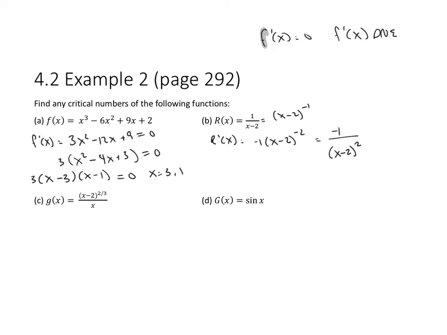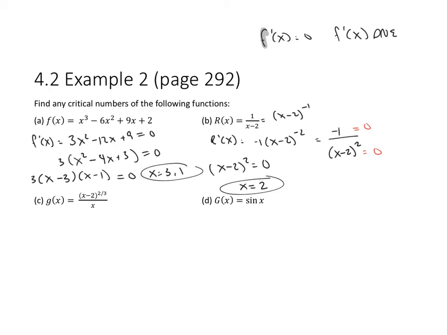Now, when does this derivative equal 0? Well, that happens when my numerator is 0. So that doesn't happen because negative 1 doesn't equal 0. But when the derivative does not exist, that's when my denominator equals 0. So let's set that equal and see when that happens. X minus 2 squared equals 0. That's going to occur when x equals 2. So my one critical value here is when x equals 2.